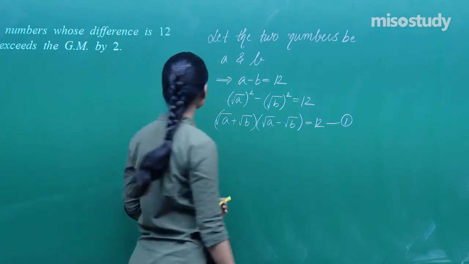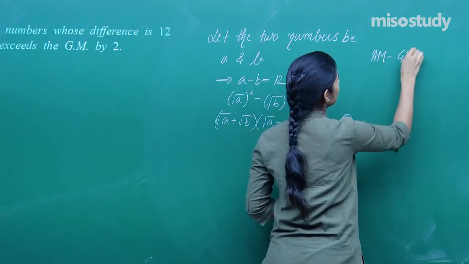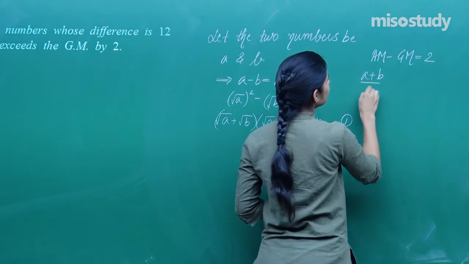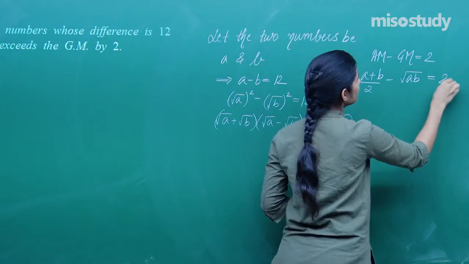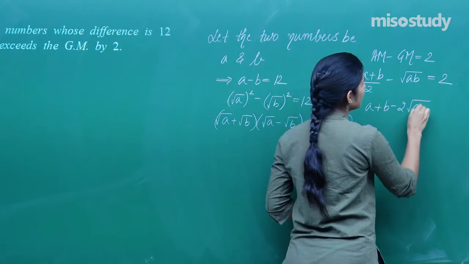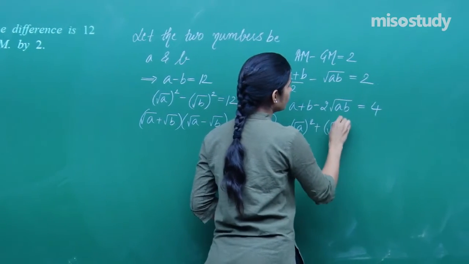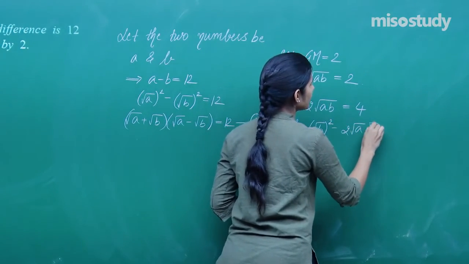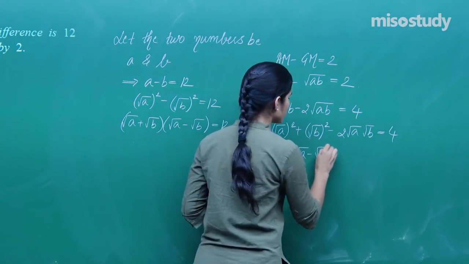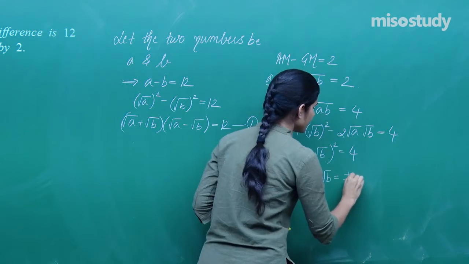Keep it as 1. AM exceeds GM by 2. AM minus GM of these two numbers A and B is given to be equal to 2. That means A plus B by 2 minus root AB is 2. This means A plus B minus 2 root AB is equal to 4. This is root A square plus root B square minus 2 root A root B is 4. This is nothing but root A minus root B whole square is 4. So root A minus root B is plus minus 2.